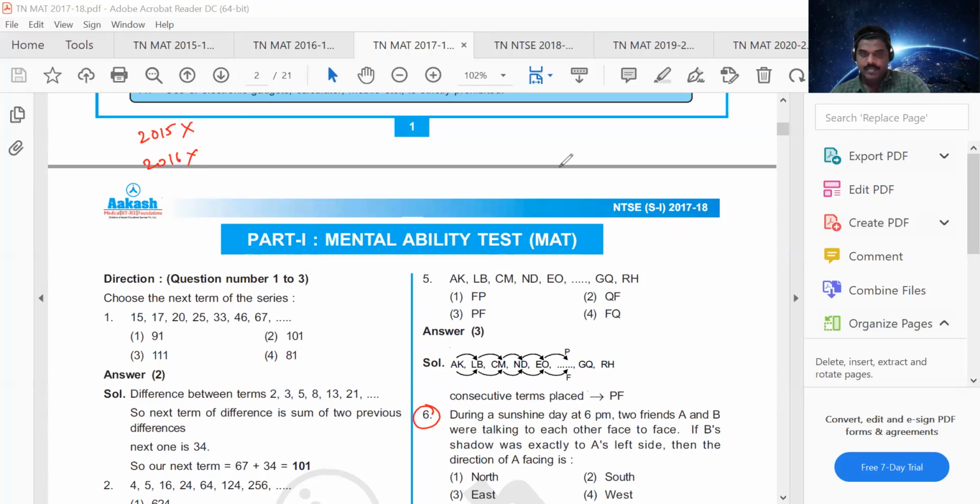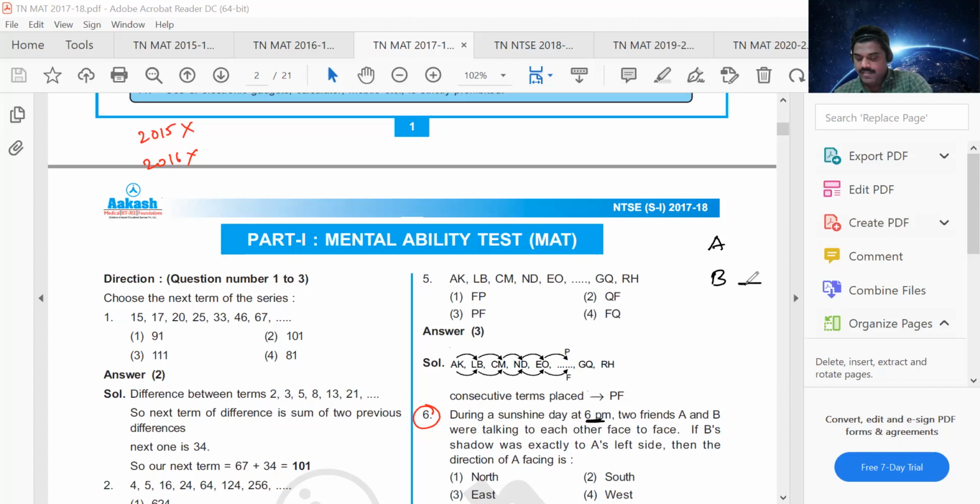The question over here is: during a sunshine day at 6 p.m. Whether it is rainy day or sunshine, the time is 6 p.m. Of course, during rainy or cloudy weather, it is difficult to have a shadow, right? So in this particular question, during a sunshine day, the sun is shining bright. Two friends A and B were talking to each other face to face, and B's shadow fell exactly to A's left side.